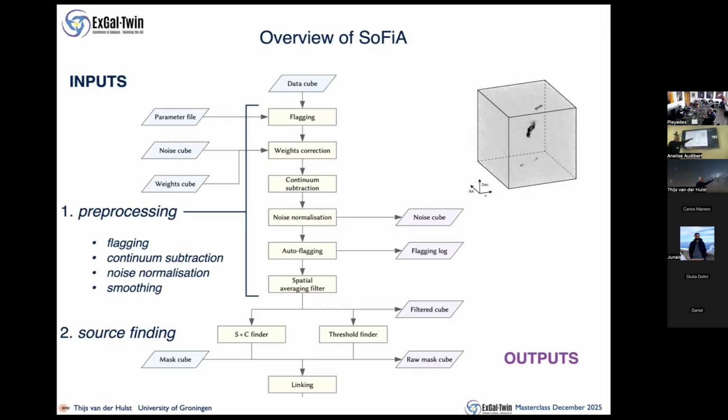Then there are other things you can do. You can do continuous subtraction. The image plane continuous subtraction, Tom mentioned. So if you have residual stuff in your image that you still want to get rid of and you haven't done it yourself, then Sophia can do it for you.